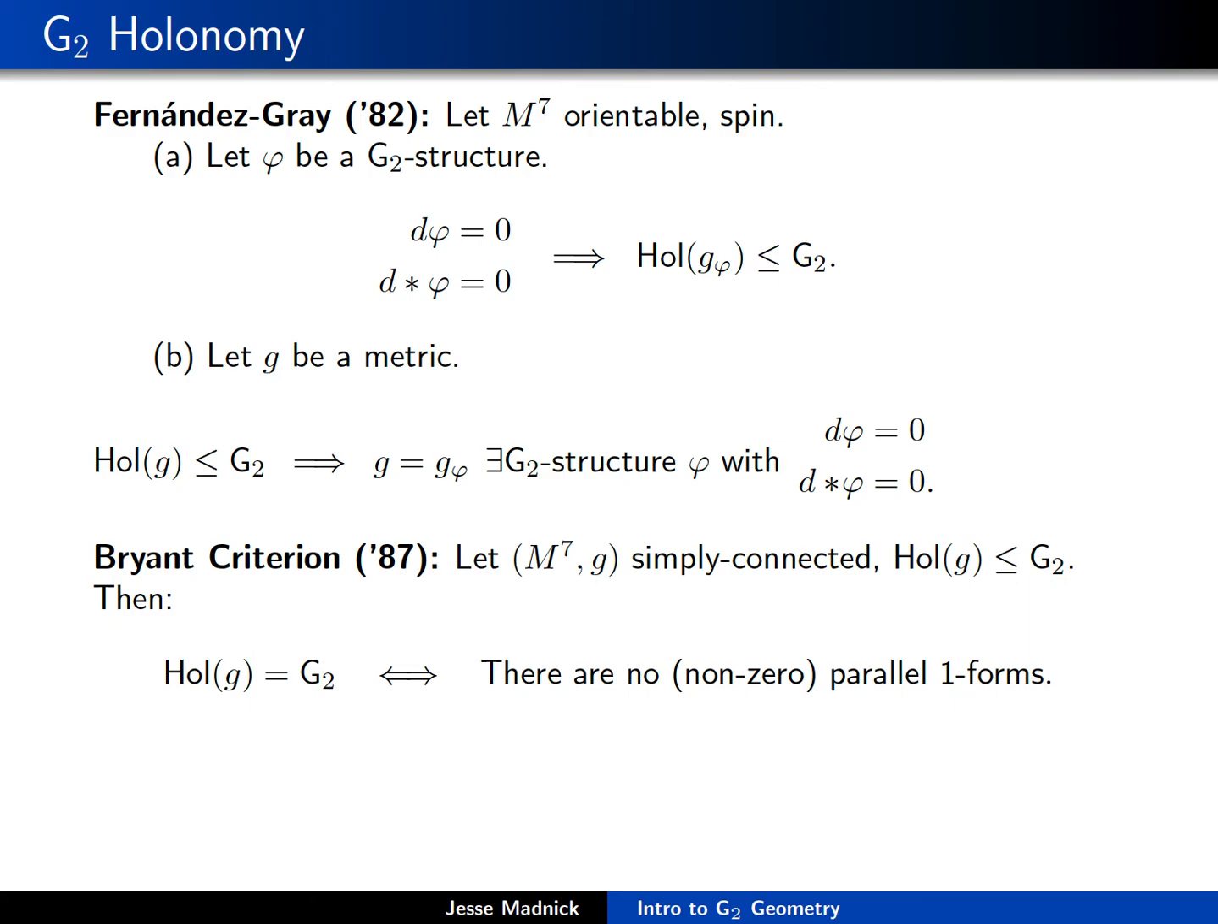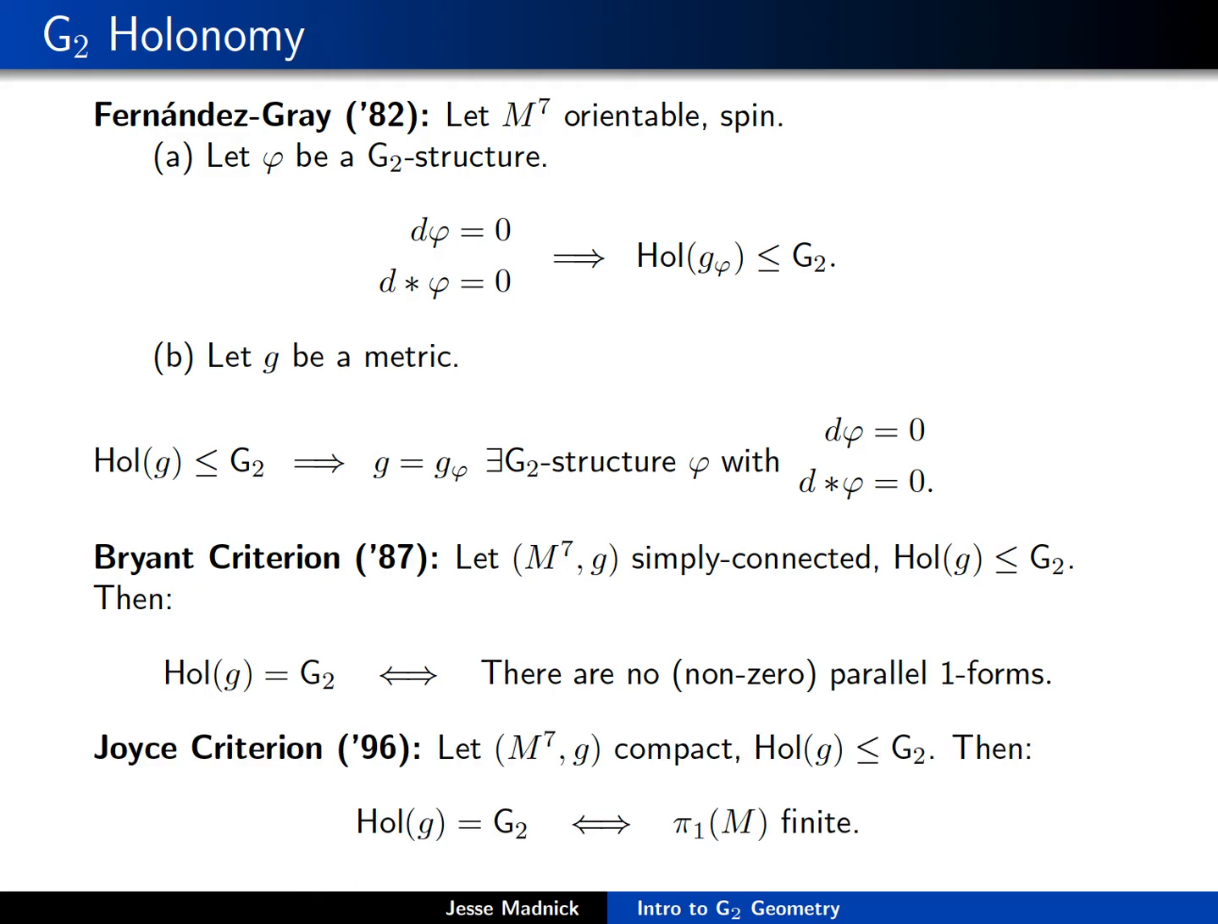Fortunately, there are two very useful criteria for getting equality here. One of them is due to Robert Bryant. If you have a simply connected 7-manifold and you know that your holonomy is contained in G2, then you get equality if and only if there are no parallel 1-forms aside from the zero 1-form. A different criterion is due to Dominic Joyce: if you have a compact 7-manifold, not necessarily simply connected, and the holonomy is contained in G2, then you get equality if and only if the fundamental group is finite.